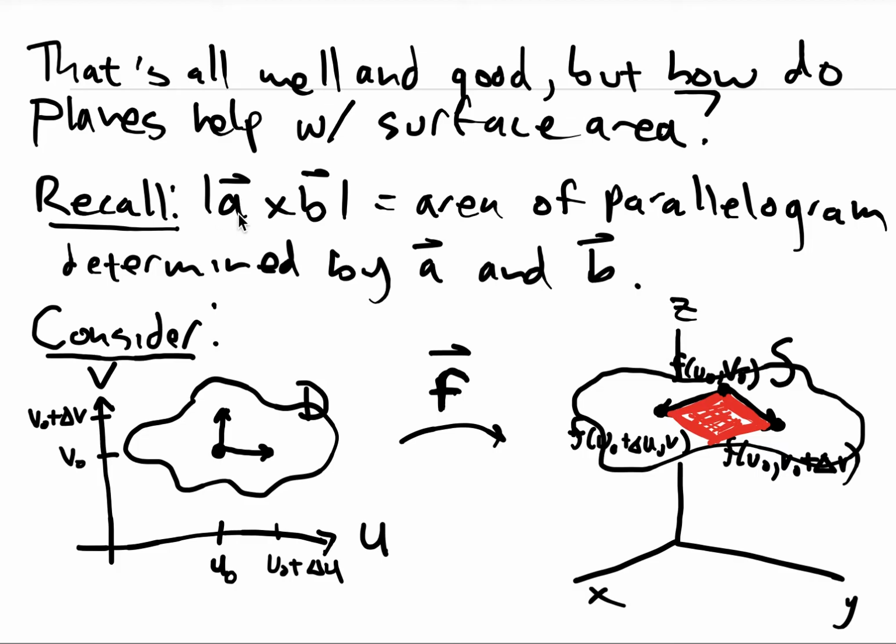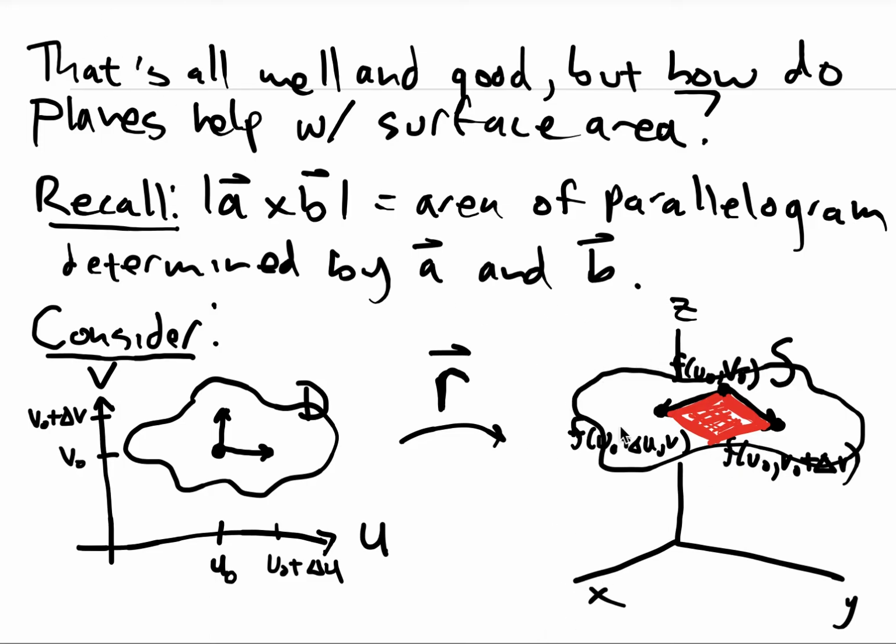Remember, from that section, I gave you a formula that let you compute the area of a parallelogram that was determined by two vectors. Now, I've got this big messy diagram going on here. Oops, this should not be an F. This should actually be an R. Let me fix that. I've got this big messy diagram here, but the ultimate point was this.